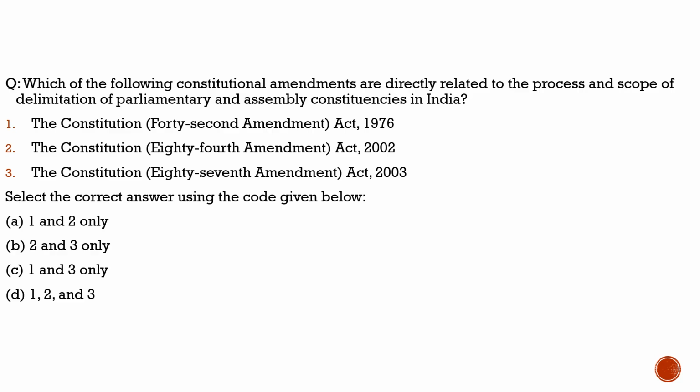The question says, which of the following constitutional amendments are directly related to the process and scope of delimitation of parliamentary and assembly constituencies? First statement, the Constitutional 42nd Amendment Act 1976, 100% correct. 84th Amendment Act 2002 and 87th Amendment Act 2003, all the three are correct. So with respect to this question, the correct answer would be option D, that is 1, 2 and 3. So with this, I hope you had understood the question and the context. We know we are discussing it for the last 1 to 2 months now. Now let's move to another slide and see what question we had brought there.